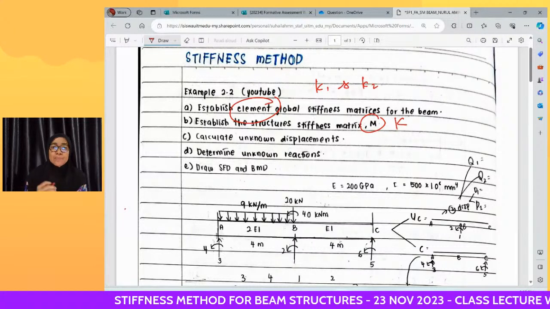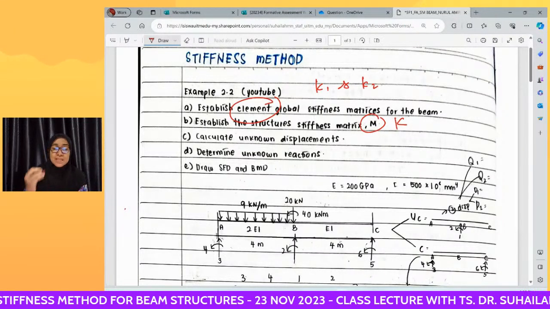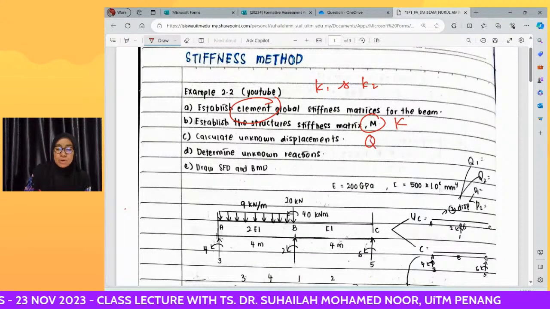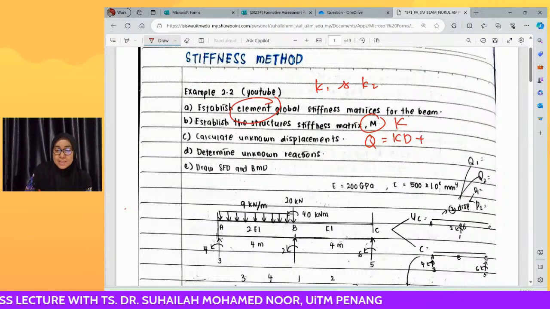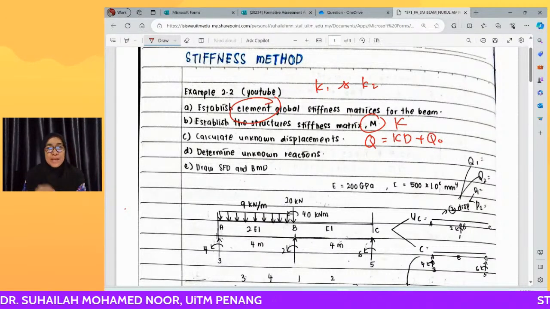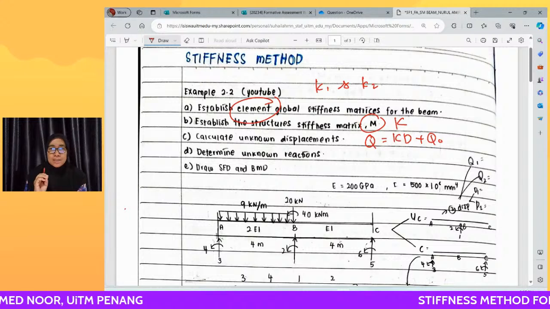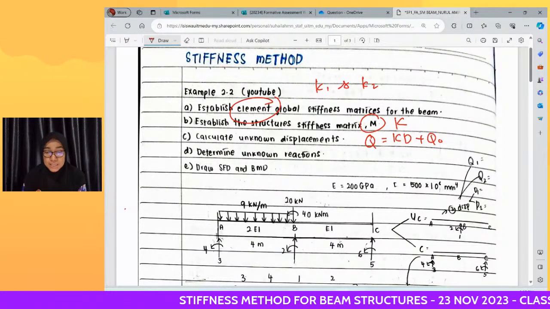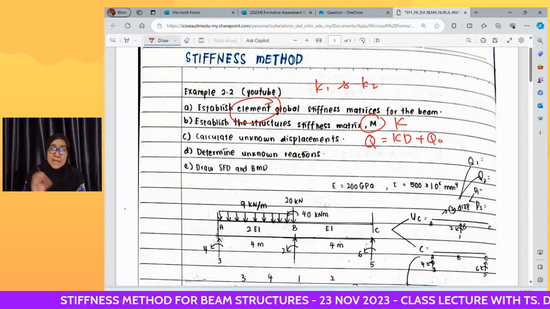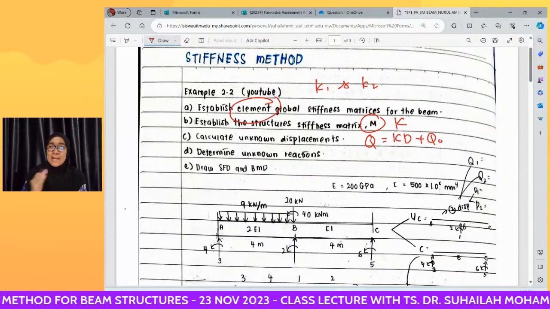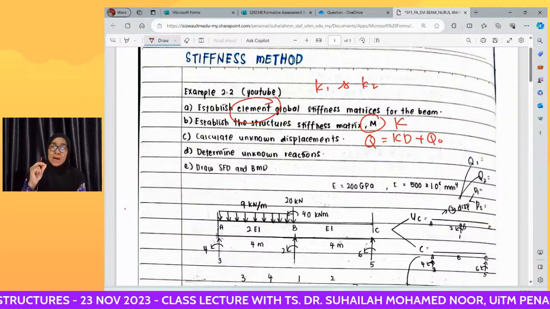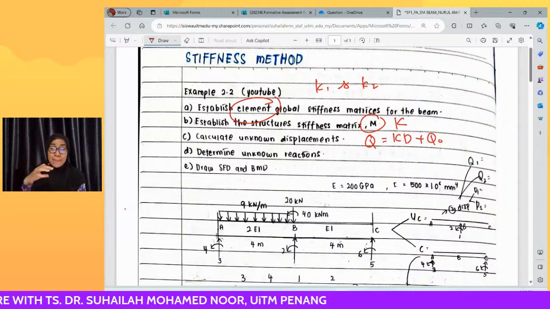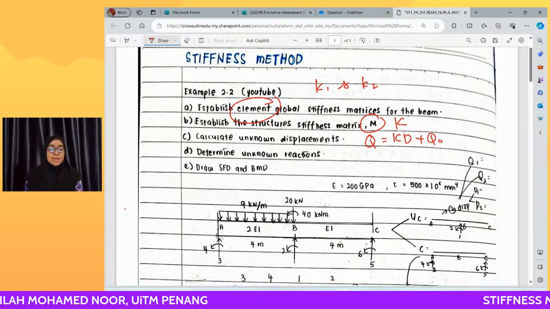We calculate the unknown displacement using the stiffness equation. The stiffness equation for a beam is Q equals KD plus Q naught. Q naught is the equivalent nodal forces, and we calculate the value from the element. So we will have small q, then combine to have capital Q naught.